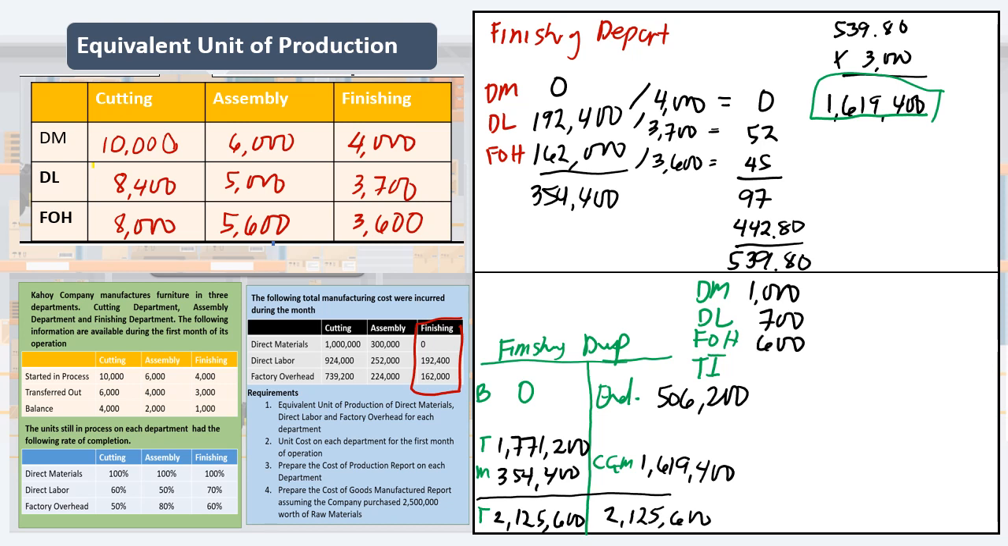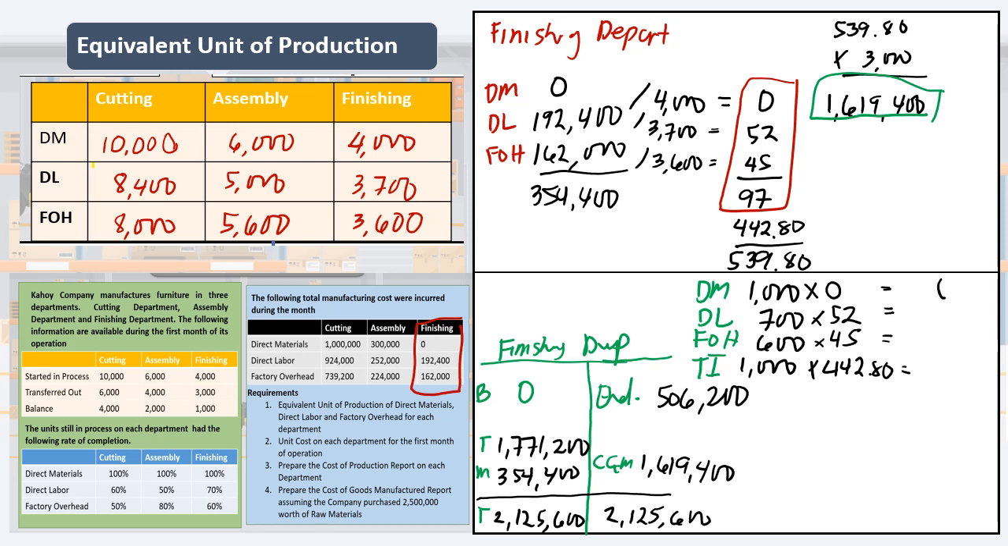So, for the transferred in na hindi pa natin na-deliver sa finished goods, meron din tayong 1,000. I-times natin doon sa unit cost na na-compute natin sa taas. Okay? So, for the direct materials, dahil wala naman tayong na-incur in the first place, times lang natin yan sa 0. For the direct labor, times natin yan sa 52. For factory overhead, times natin yan sa 45. Then, yung transferred in na 1,000 na hindi pa natin na-deliver sa finished goods, i-multiply lang natin doon sa na-compute natin earlier, which is 442.80.